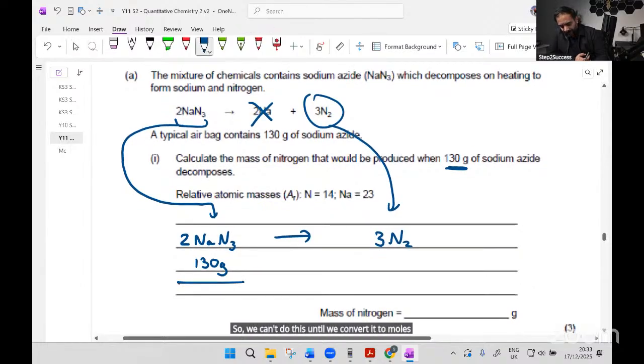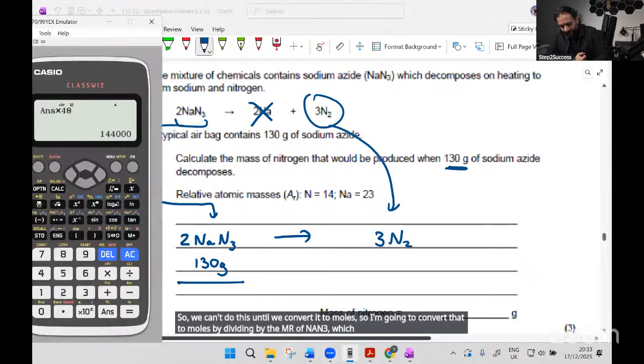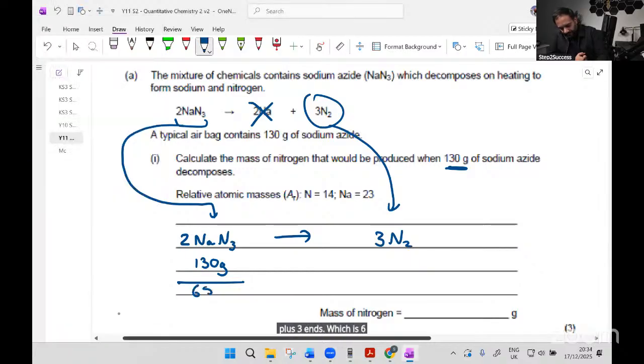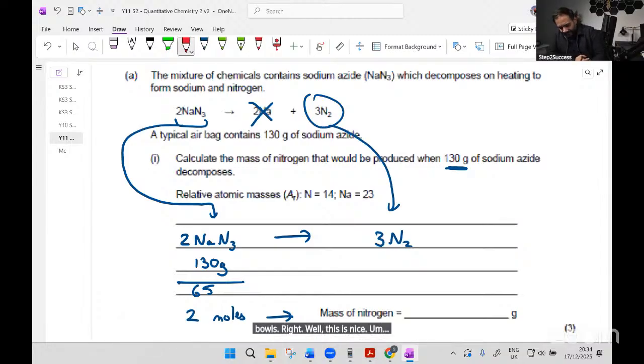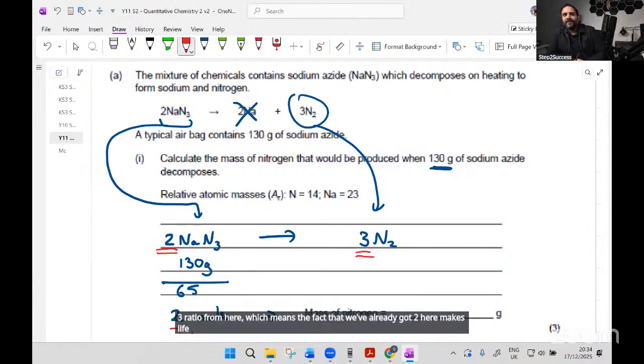So we can't do this until we convert it to moles. So I'm going to convert that to moles by dividing by the MR of NaN3, which is 23, because that's Na, plus 3 Ns, which is 65. 130 divided by 65 is, I can do it in my head, 2 moles. Right. Well, this is nice, because we can see that this is a 2 to 3 ratio from here, which means the fact that we've already got 2 here makes life very easy because it means that we get 3 over here, 3 moles there.